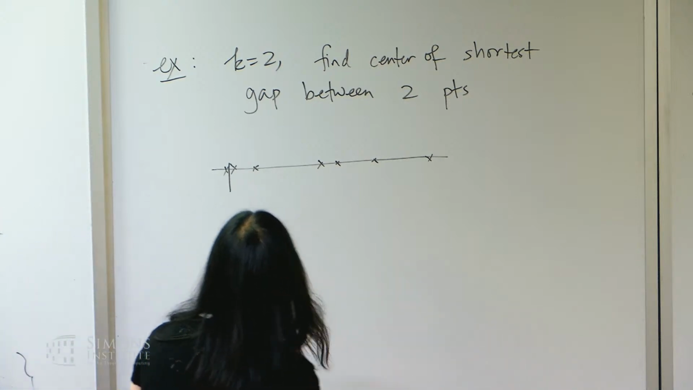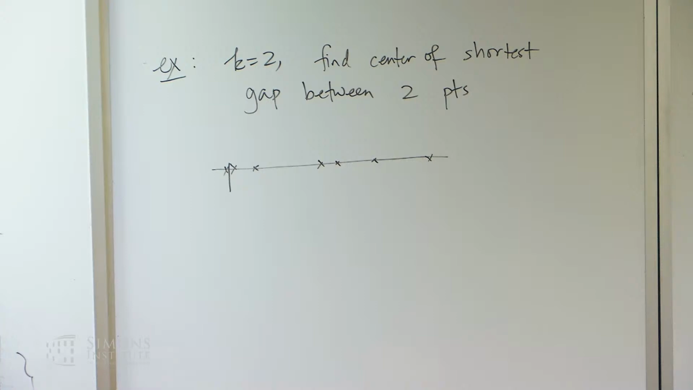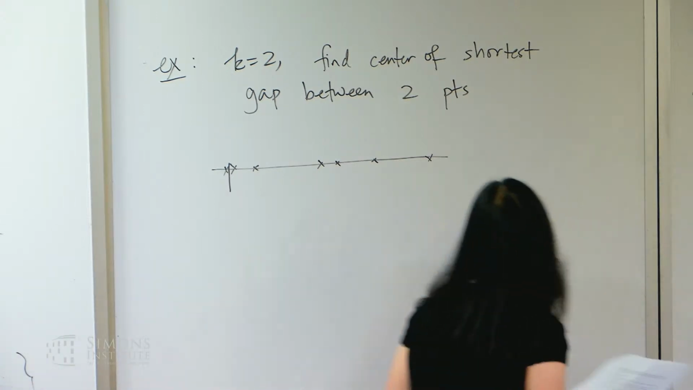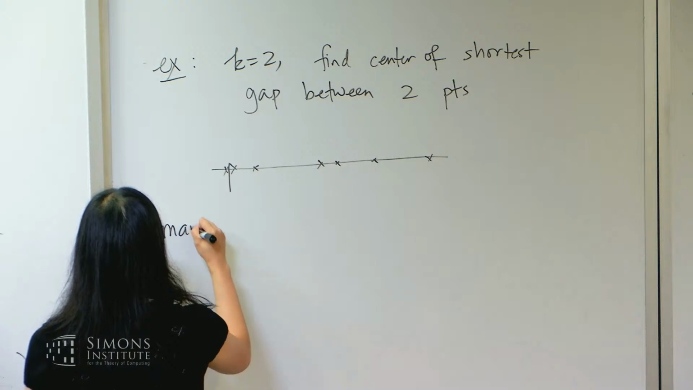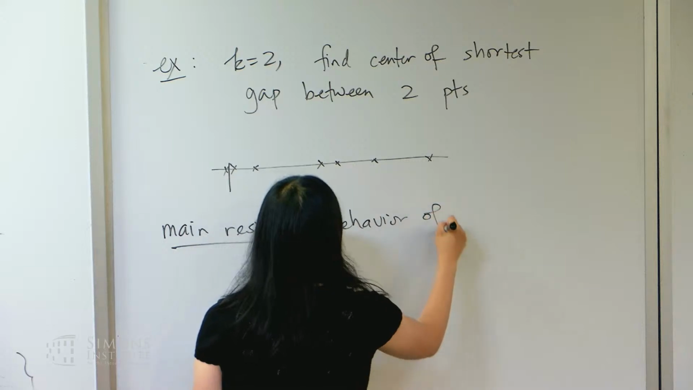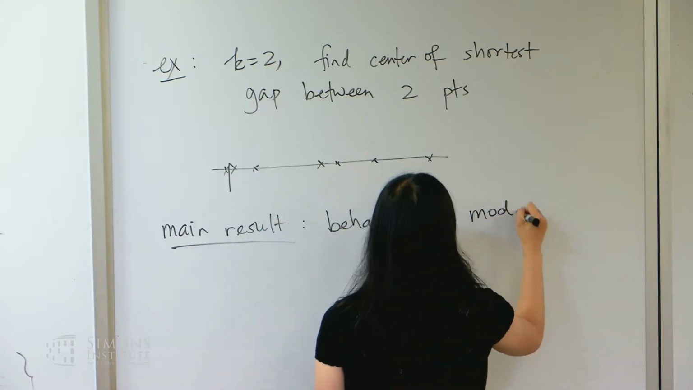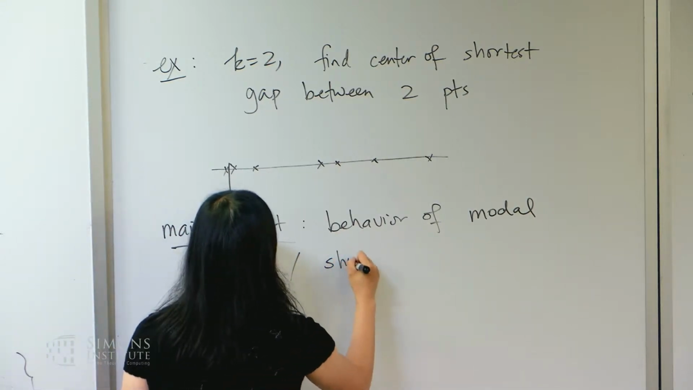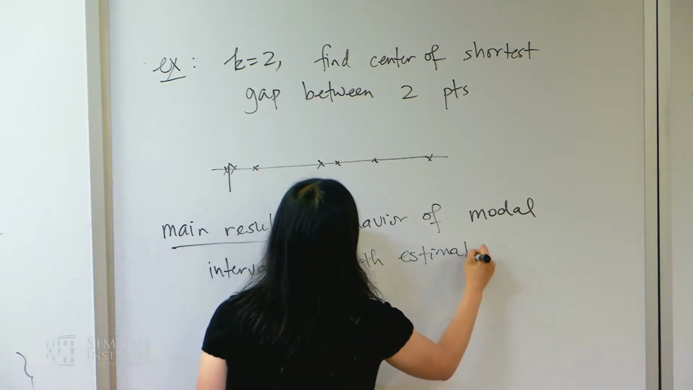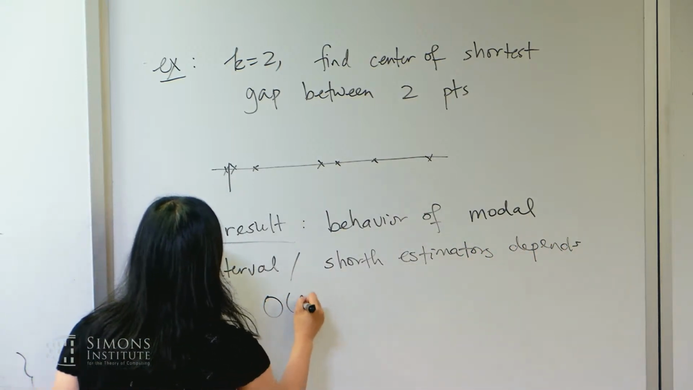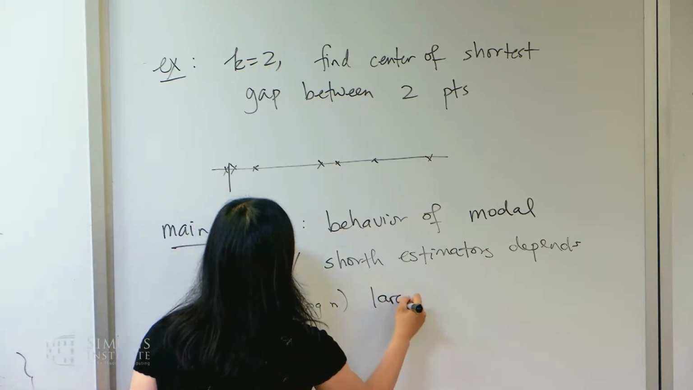It turns out, and I'm not going to go into the details, that these are both good estimators in this setting where we have data that are not IID and are highly heterogeneous. The main result is that the behavior of the modal interval and shorth estimators depends on the order log nth largest variance.